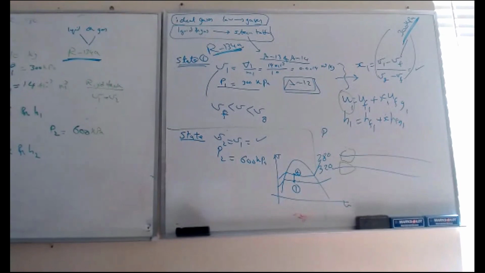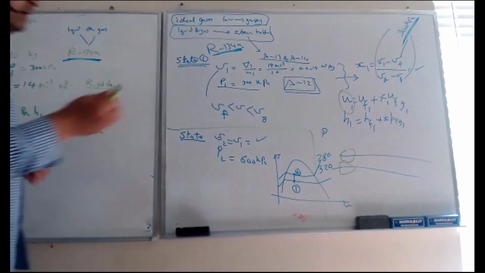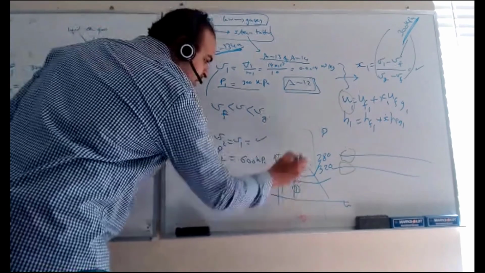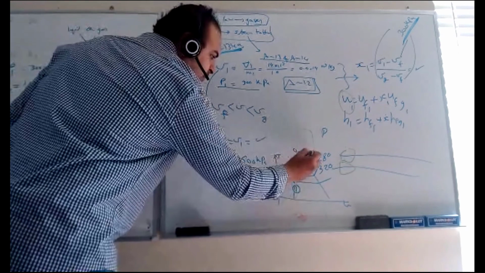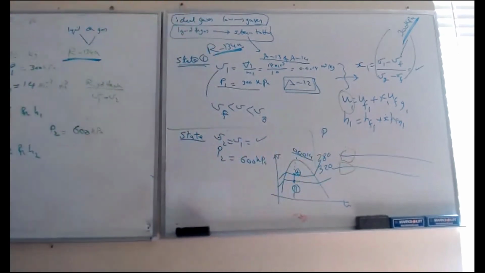You go vertically because the specific volume is constant. Volume always 0.0014 meter cube per kilogram. Correct?